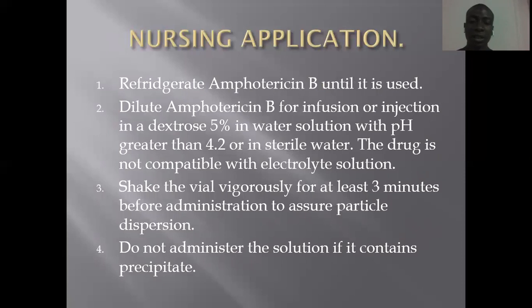Nursing application, this is where nurses come in. Refrigerate amphotericin B until it is used. If you're working in a health center, you have to make sure that amphotericin B is refrigerated. Also, dilute amphotericin B for infusion or injection in dextrose 5% or in a water solution with a pH greater than 4.2, or in sterile water.